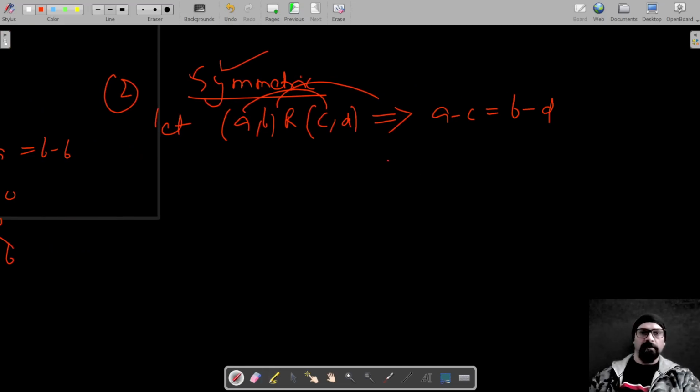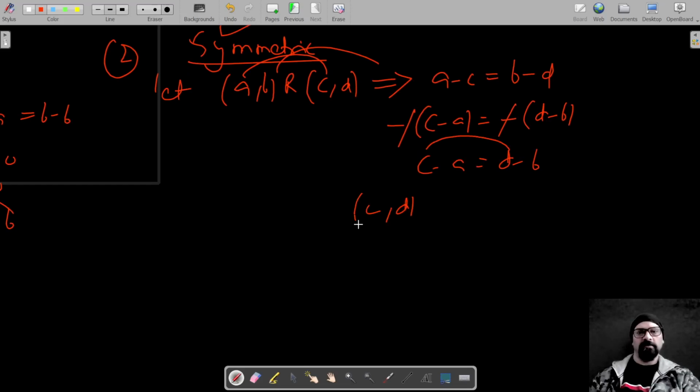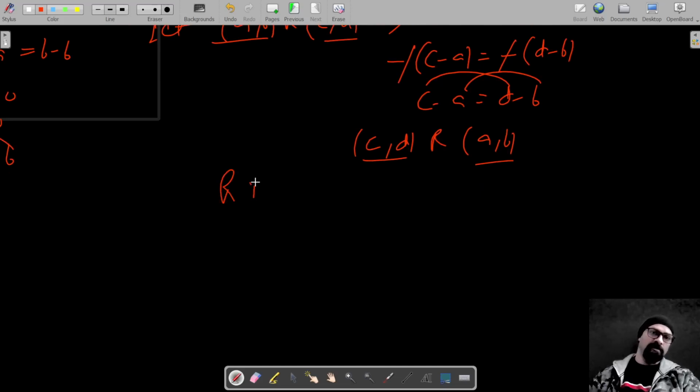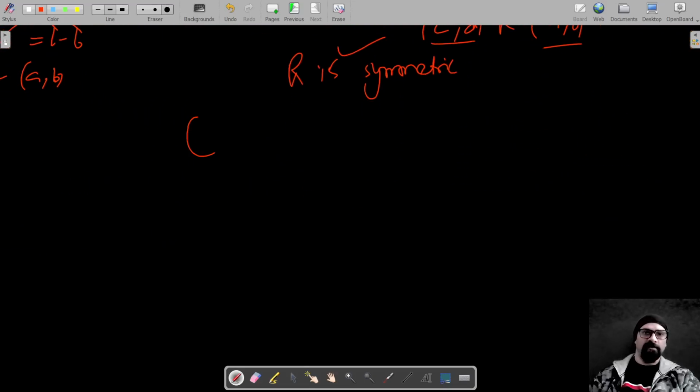Let's take the negative out. So this is now negative (c minus a) is equal to negative (d minus b). So c minus a is equal to d minus b, which means (c, d) is in relation with (a, b). So if (a, b) is in relation with (c, d), then (c, d) is in relation with (a, b), that means the relation is symmetric. So this relation is reflexive, it's symmetric, and let's go for transitive. If we are able to prove that it's transitive as well, that means it's an equivalence relation.